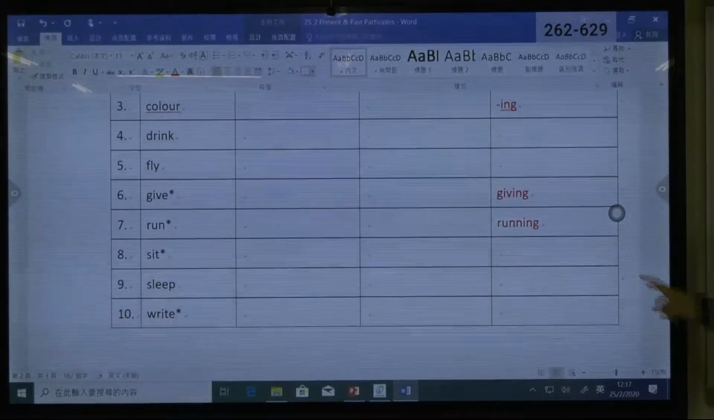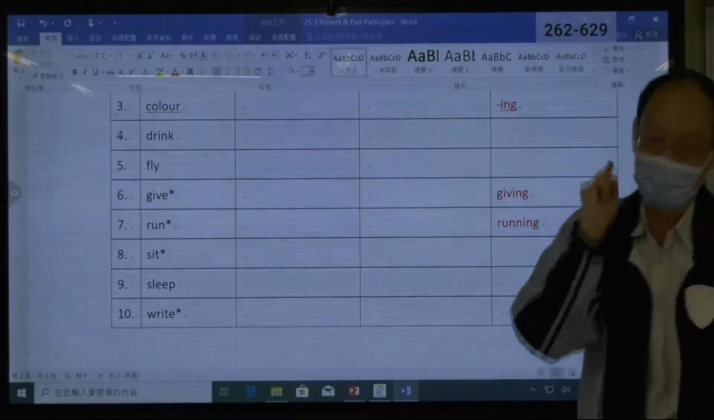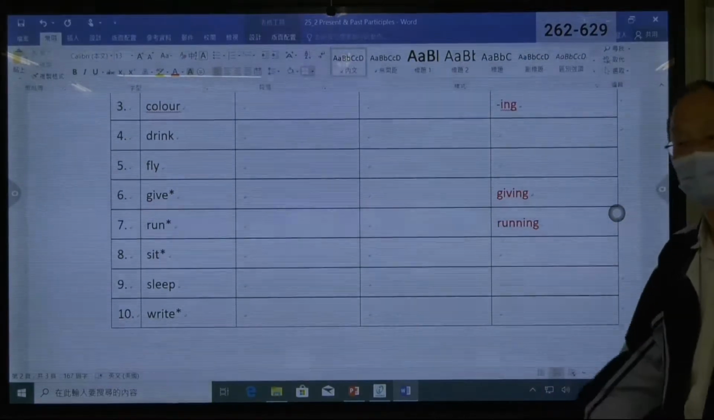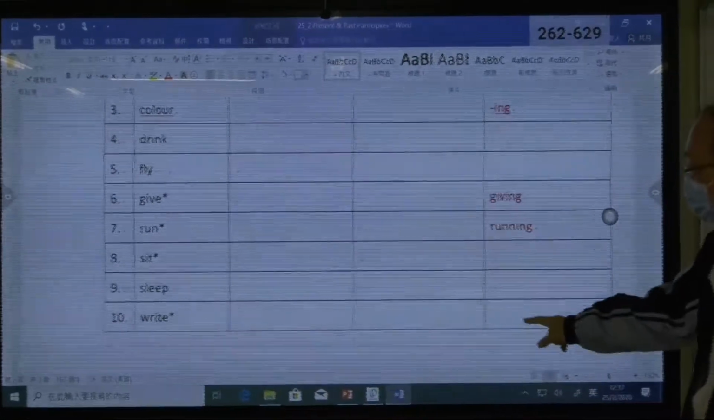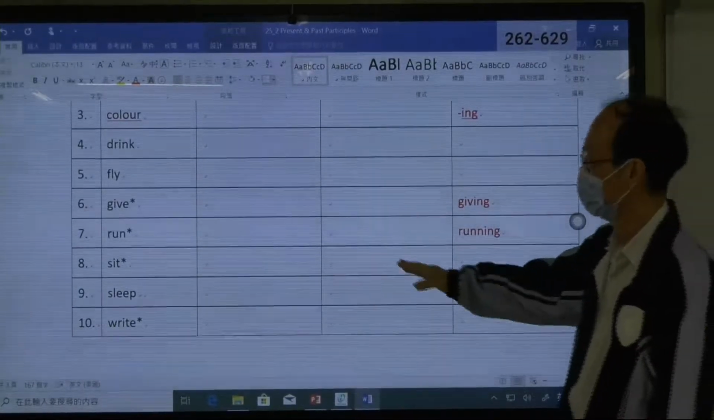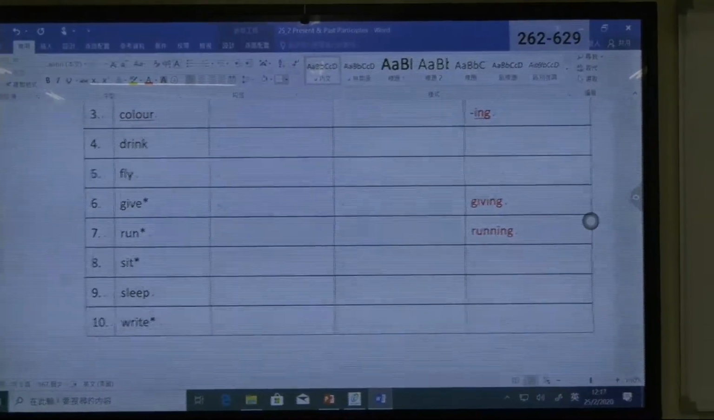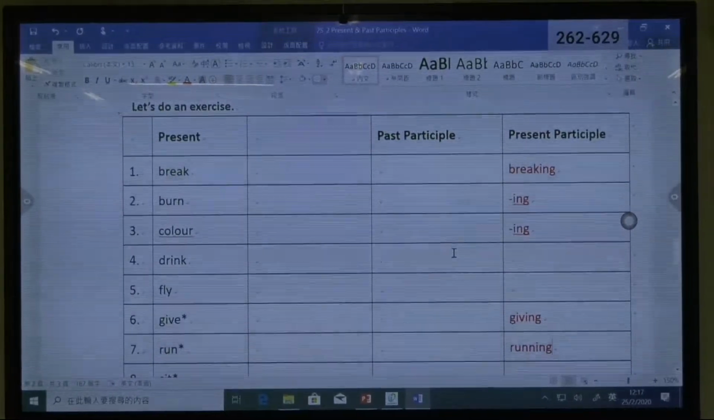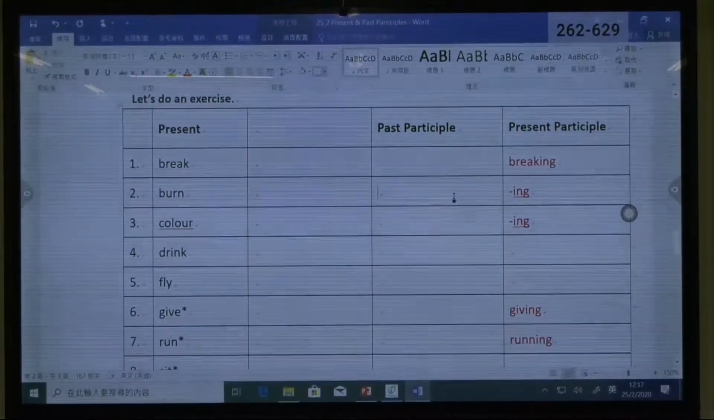Running. And we should add one more N. Double N here. One more N. Okay? Remember to do that. And also, the past participle.